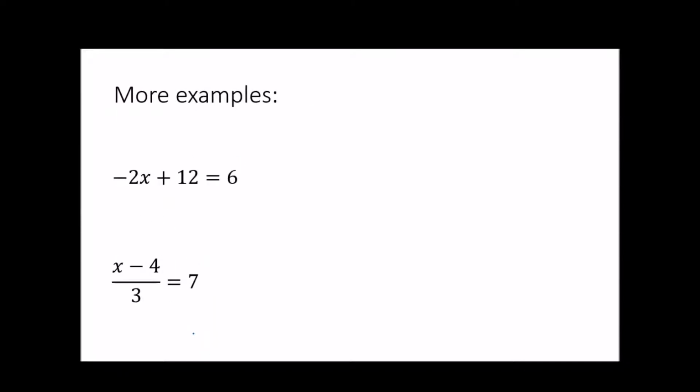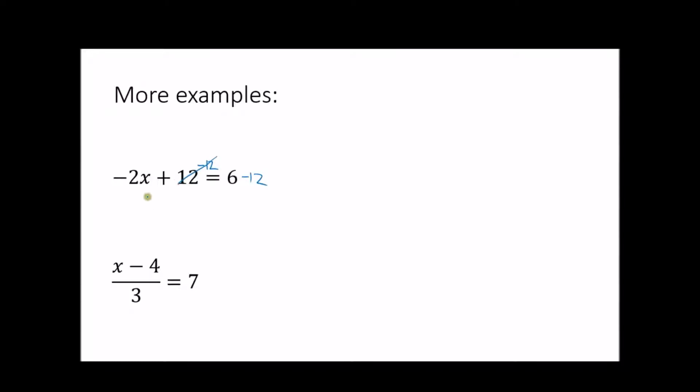Okay, just some slightly more complicated examples where we've again got two steps, but there may be something complicating things a little bit. So in this case, there's a negative number. Again, the first operation I'll consider is addition of 12. So the opposite of that is to subtract 12 from both sides.